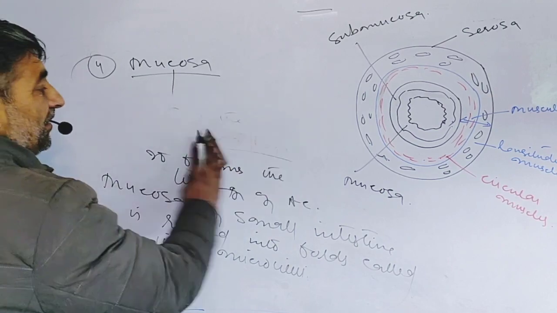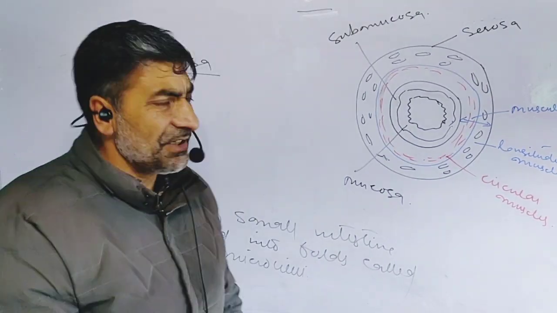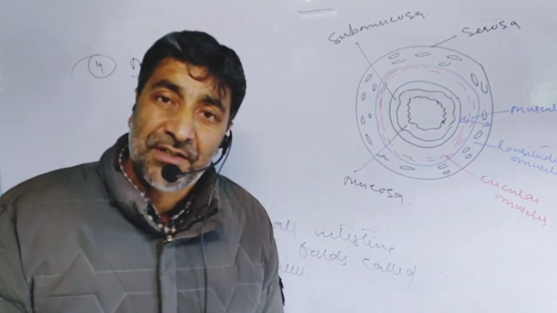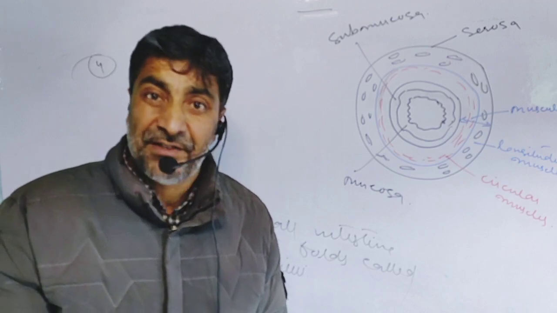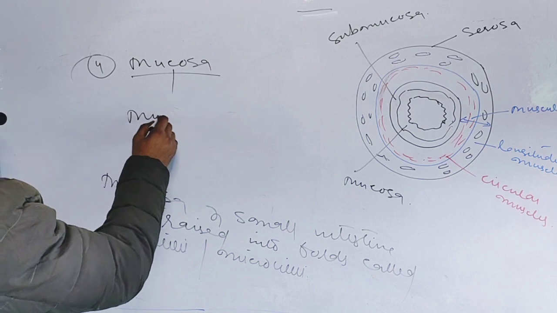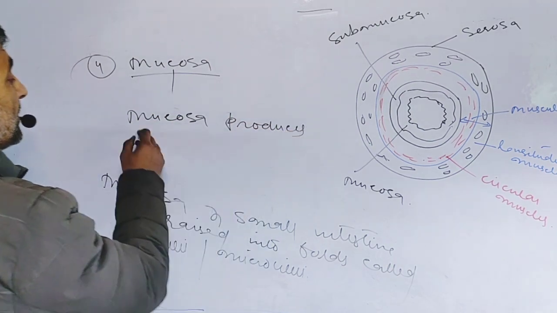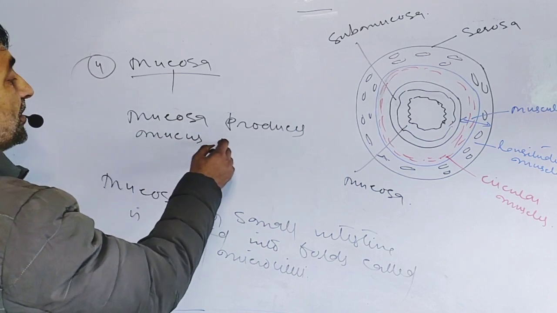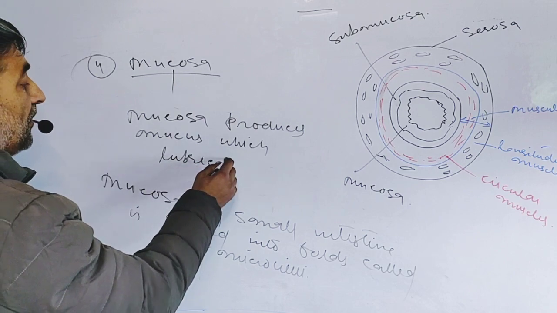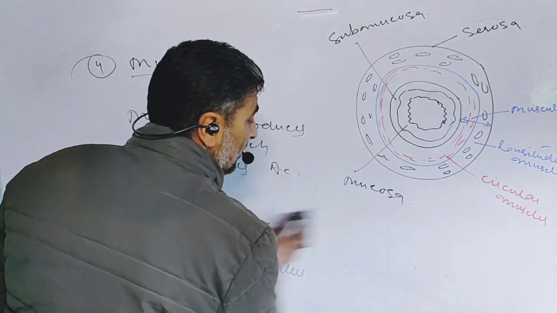Now, what is the function of this mucosa? It produces mucus, and mucus lubricates this digestive tract. Mucosa produces mucus which lubricates the alimentary canal.